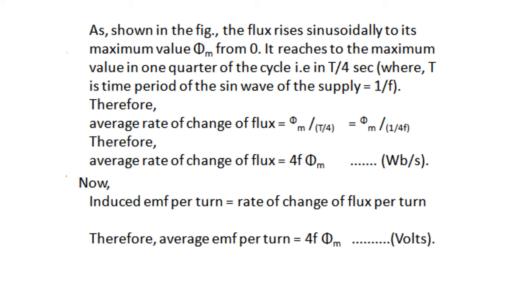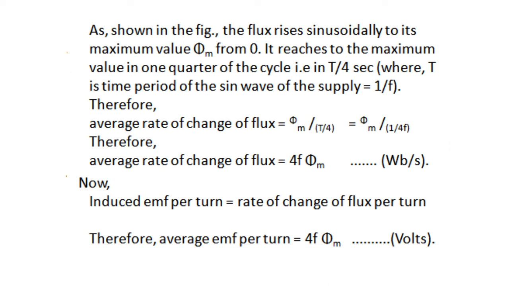Average rate of flux is equal to dφ/dt, which is equal to φm by the change in time, that is 1/4f. This equals 4fφm Weber per second or volts. The rate of change of flux per turn means induced EMF in volts. Average EMF per turn equals 4fφm volts.